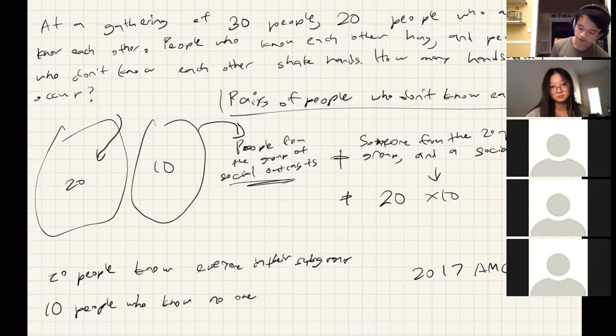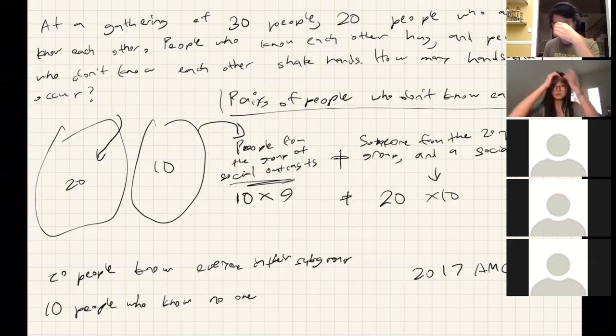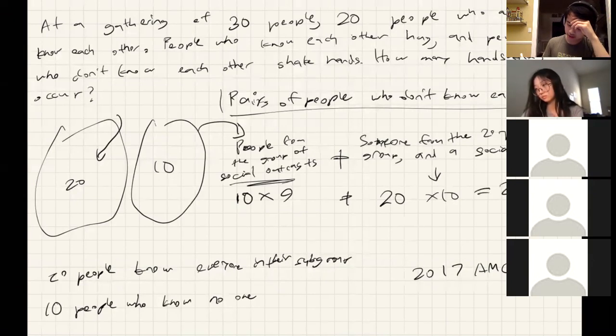For the group of social outcasts, how many ways can you choose a pair, right? First you choose the first person, then you choose the second person. So you might think that this is how you do it, and so there are 90 ways to choose a pair of people from the group of social outcasts, and 20 times 10 from the 20-person group and the social outcasts, so you get 290.